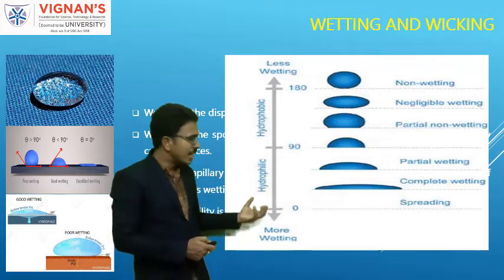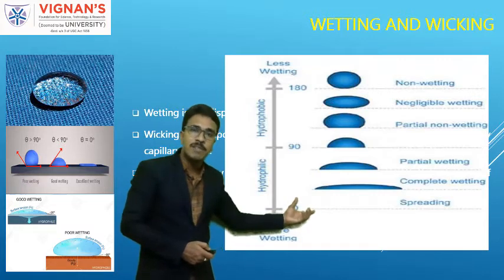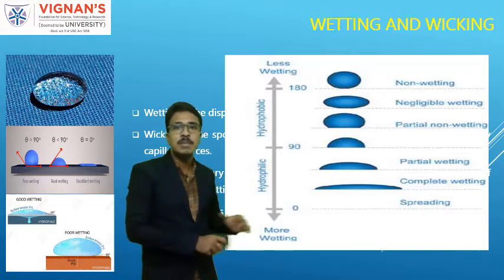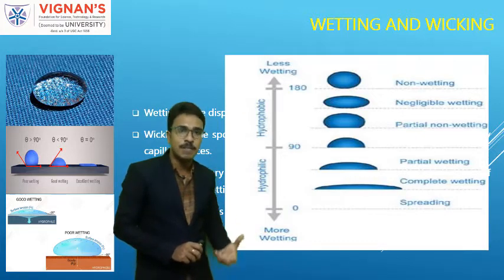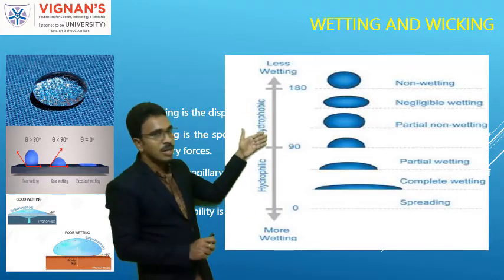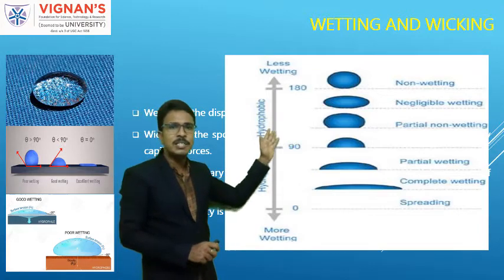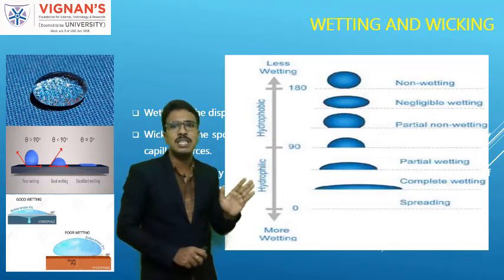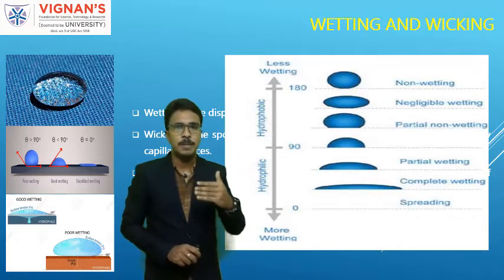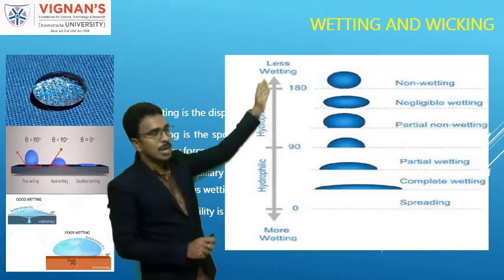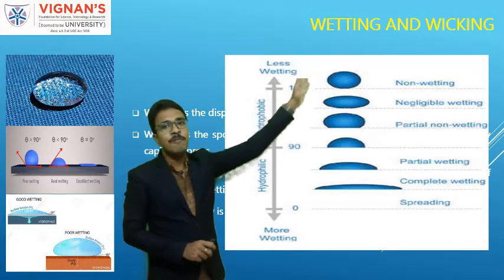So if the contact angle is 0, you can see complete spreading on the solid surface takes place. That means complete wetting of the droplet on the fabric surface. Now you can see the contact angle of 90, where complete wetting is not there, but we can say that it is partial wetting. And if you go above this to 180, you can see non-wetting surfaces.